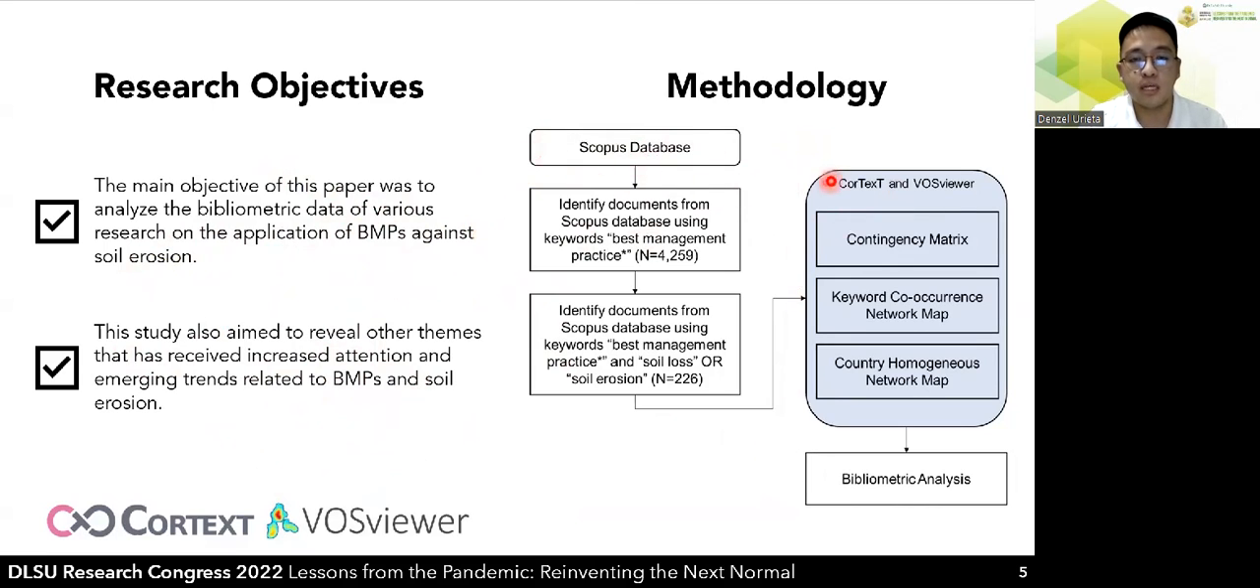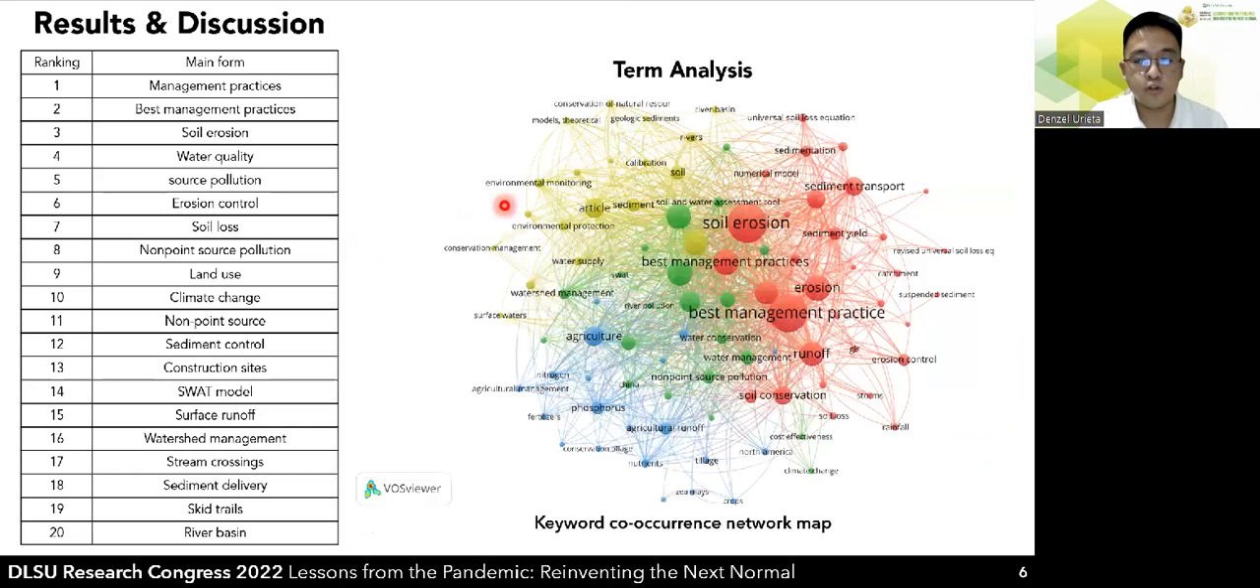And this is the methodological framework as shown. From the Scopus database, studies were gathered using the following keywords. The authors used CorText and VOSviewer to produce the following outputs and conduct the bibliometric analysis. From the gathered studies, these are the top 20 occurring keywords, and all of them are related to soil erosion and BMPs, as we can see in here.